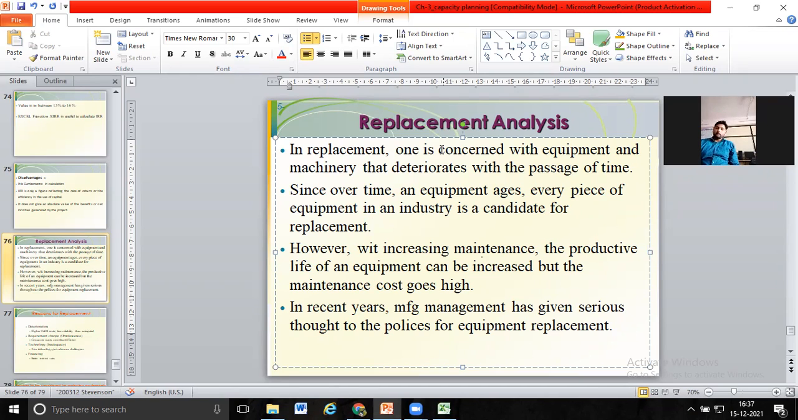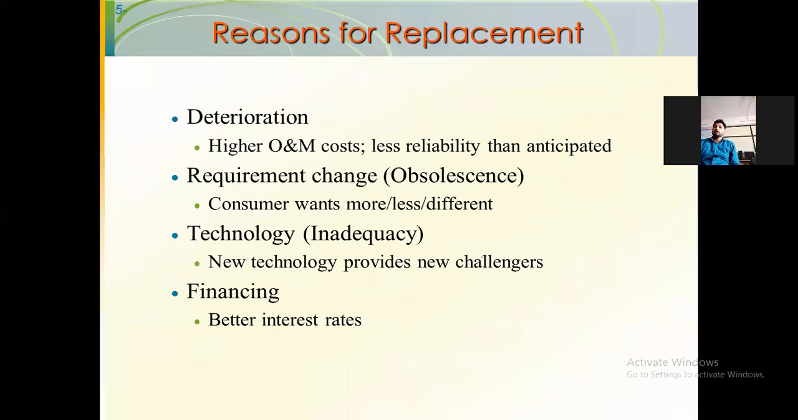Here, industries should have the proper replacement policies, so that those policies will be considered as a guideline for the engineers or for the workers for the replacement of any machine or any equipment. So what are the reasons for this replacement?